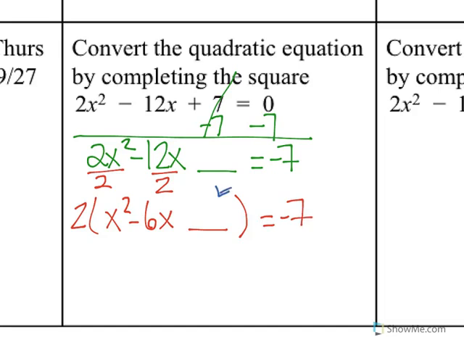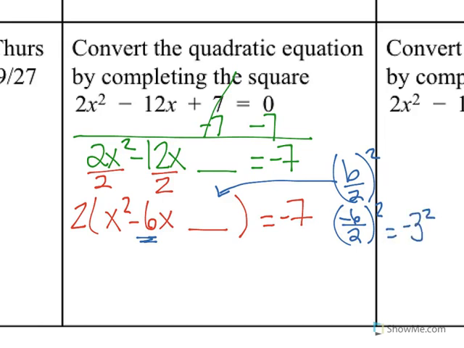Now, to fill in this blank here, we're going to take b divided by 2, and then we're going to square it. So b is always the number in the middle. It's negative 6 divided by 2 squared. Negative 6 divided by 2 is negative 3 squared is a positive 9. So I'm going to add 9 in here. This number will always be positive because anytime you square something, you get a positive answer.